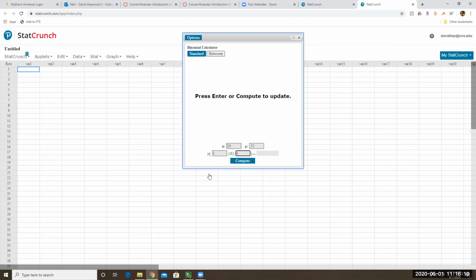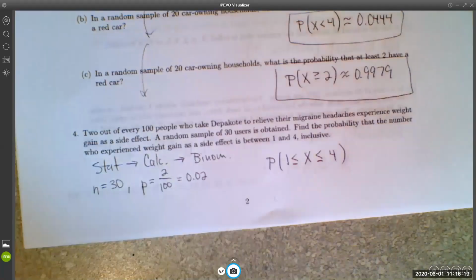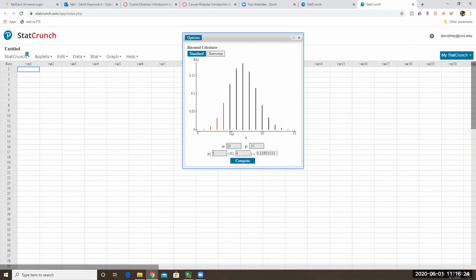And I can say, well, the probability x is between 1 and 4, 0.1180. Oh, wait. No, I'm messing this up because I needed to change these parameters around, right? Let me do this from the beginning.